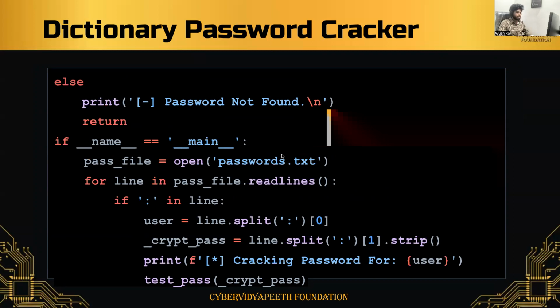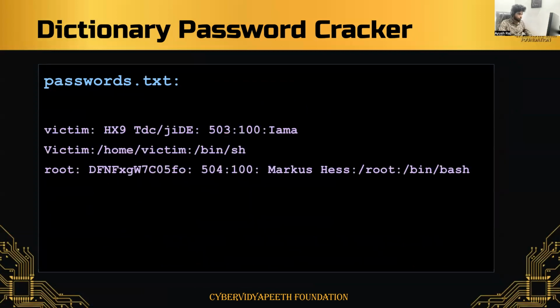And in this main function, pass file equal to open pass dot txt, and after that for line in pass file dot read lines. One more thing I have to show you is this password dot txt. This time we are not providing the target hash as a string, we are providing a text file. So how does this text file look? I have to show you before explaining these things. My password.txt looks like this because it is a dump of the Linux etc shadow file.